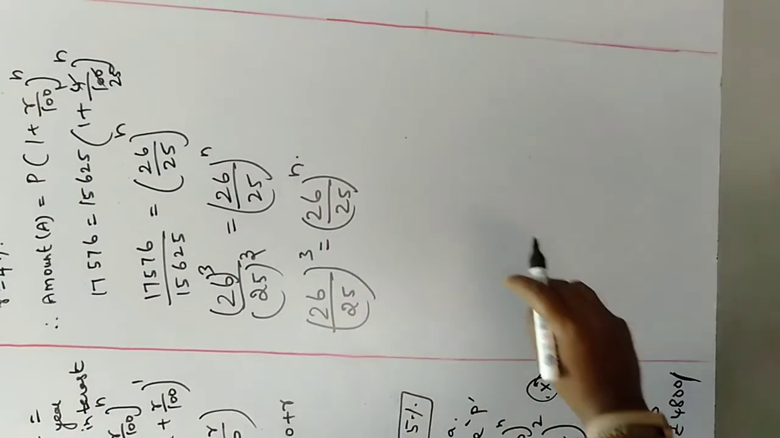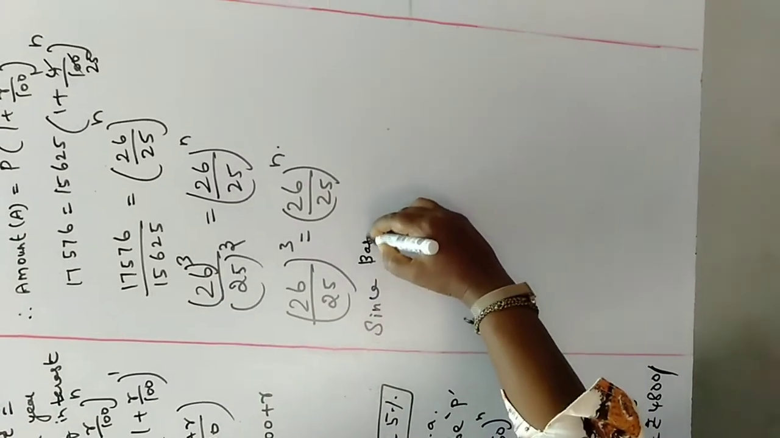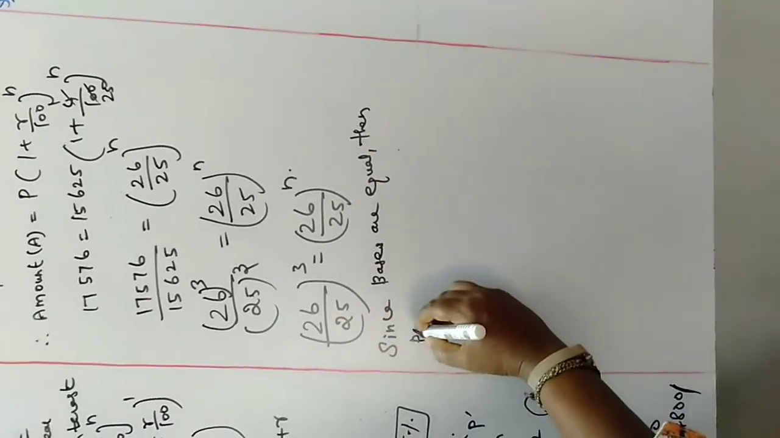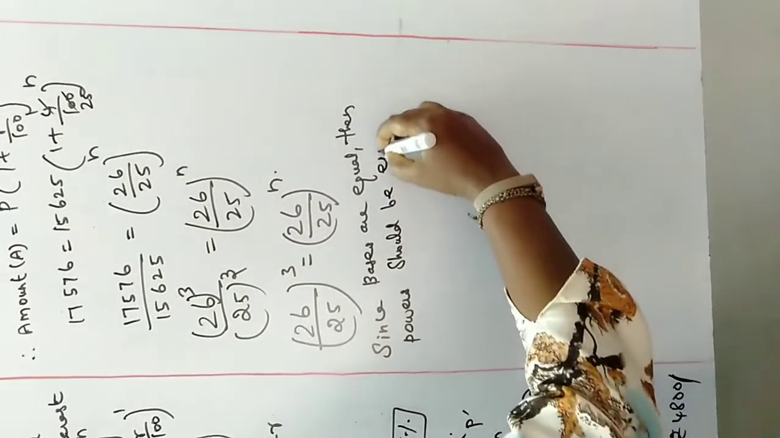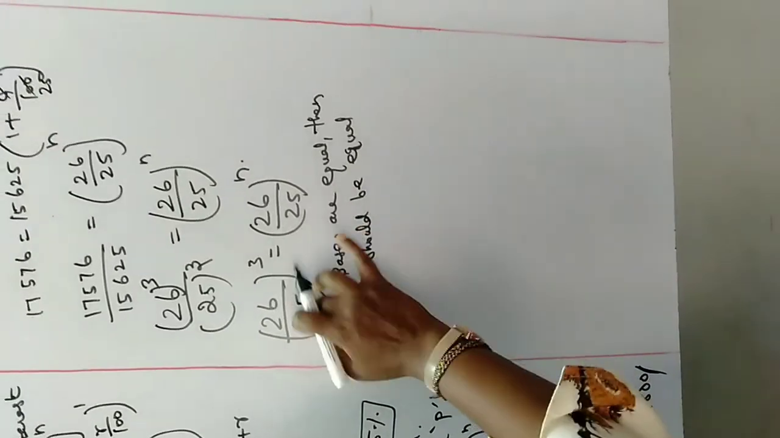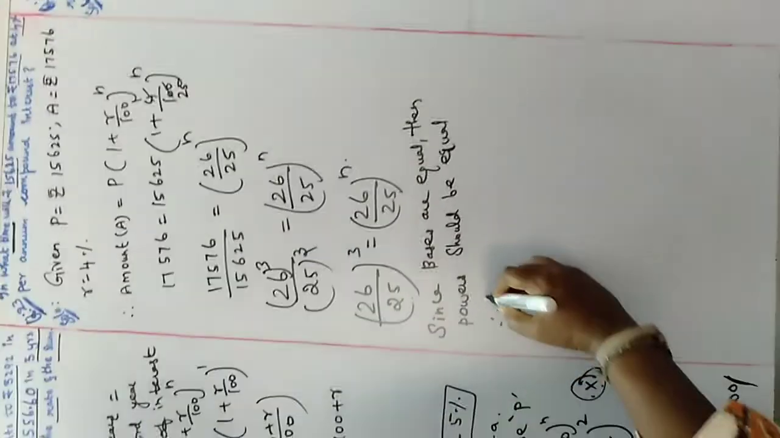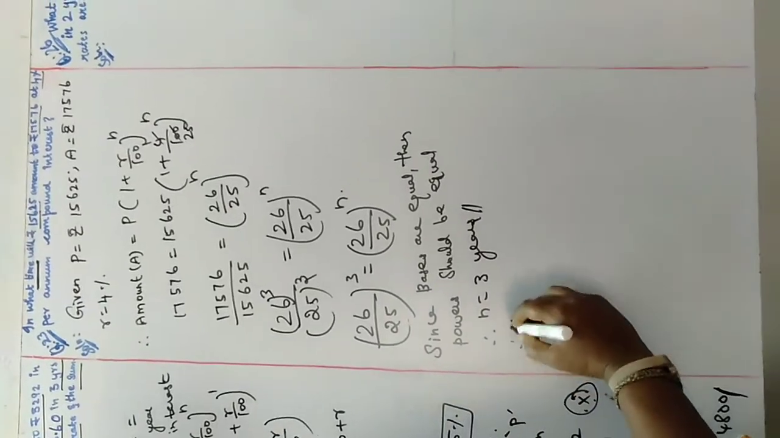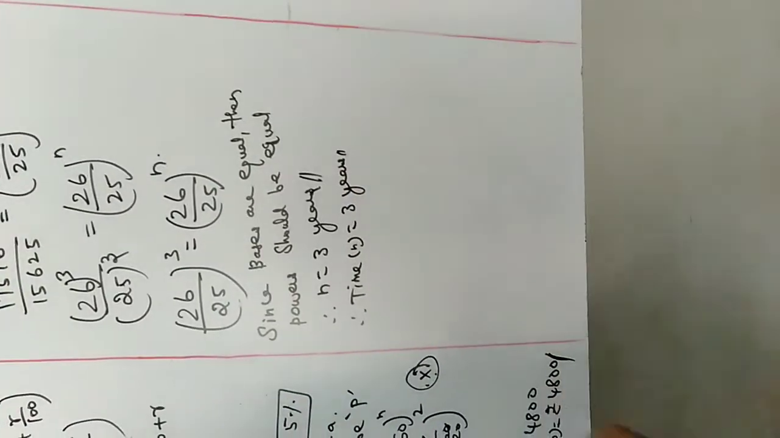So what we can write is, since bases are equal, the powers should be equal. Right? That is, here 26 by 25 are the bases. So if the bases are equal, then we can say that the powers are also equal. So therefore n here is 3 years. Right? So therefore time n equals 3 years. Okay.